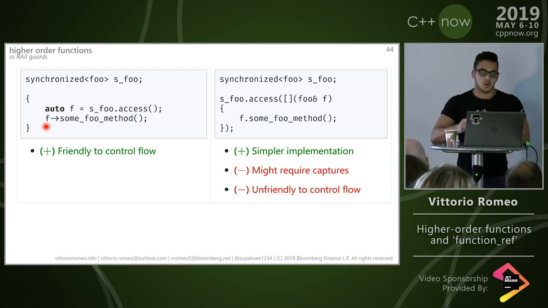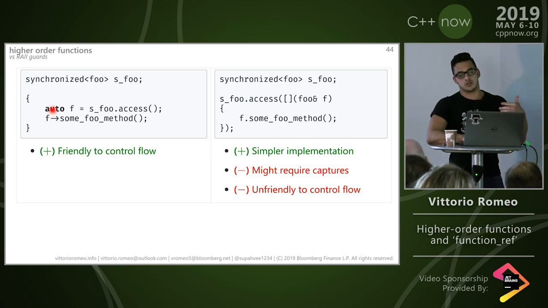So if you imagine how this works, when you create the guard, it locks the mutex for you, and then it gives you access to the foo instance. And when the guard goes out of scope, it unlocks the mutex. So that's one way you can guarantee that the user never forgets to do it.